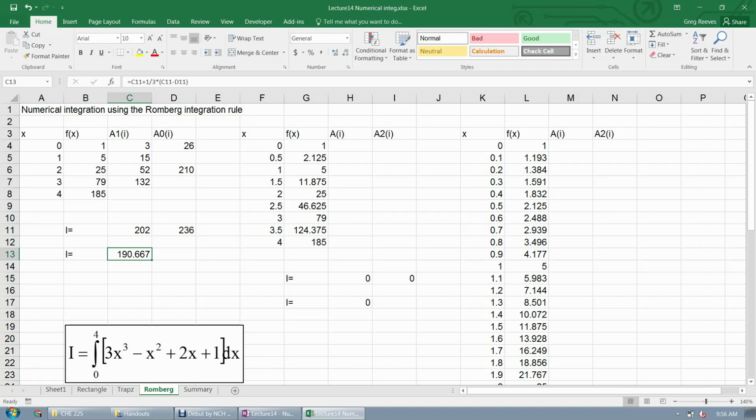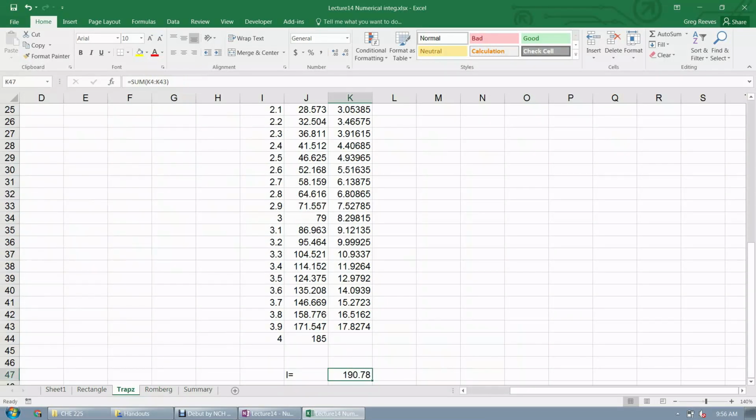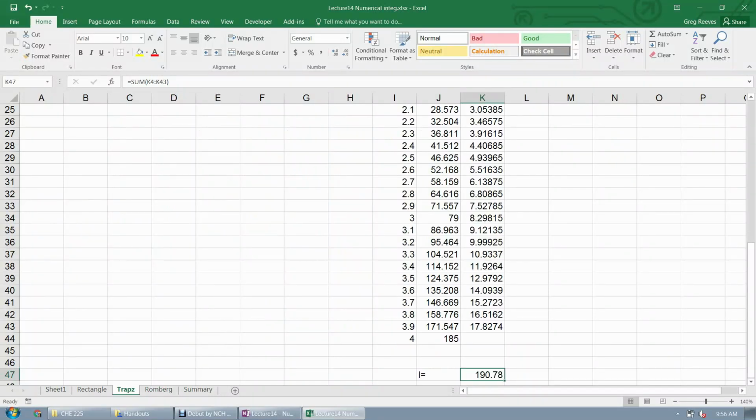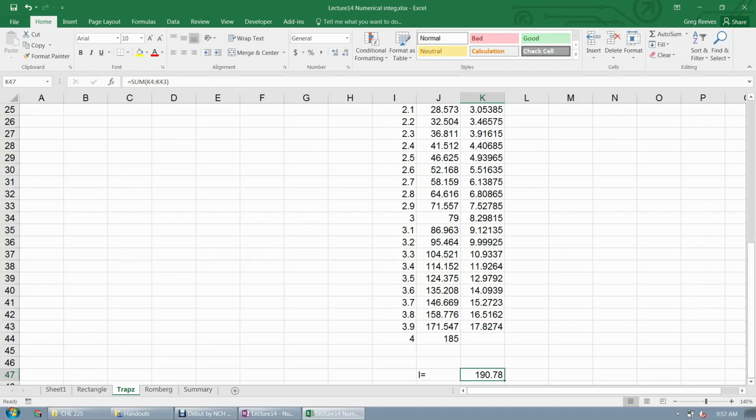Now let's go ahead and compare this. Now remember, I'm only using 4 and 2 subintervals here. 4 subintervals for the A1 and 2 subintervals for the A0. And if we combine those 2 estimates in just the right way, we get 190.667. If I flip over to the trapezoidal rule, that's very close to just the trapezoidal rule by itself with 40 subintervals. In other words, I have a lot less calculation to do here, and I get what seems to be very close to the number that is the most superior trapezoidal rule number.